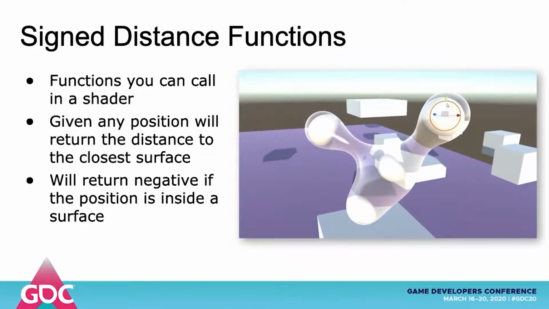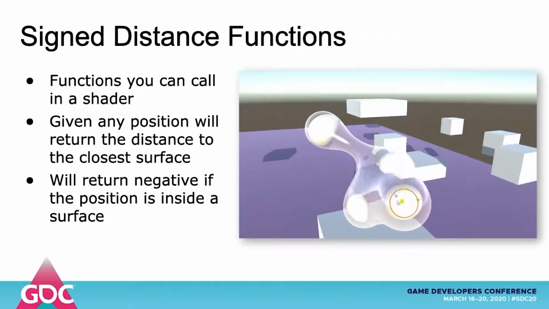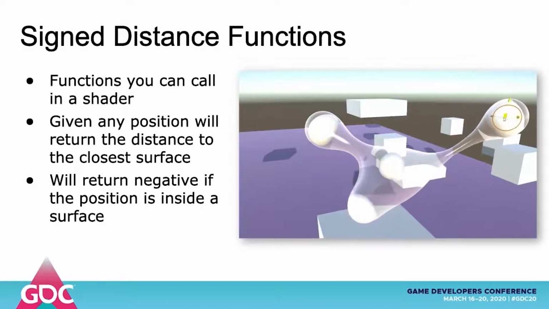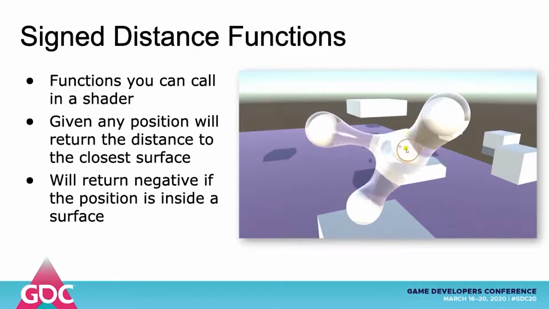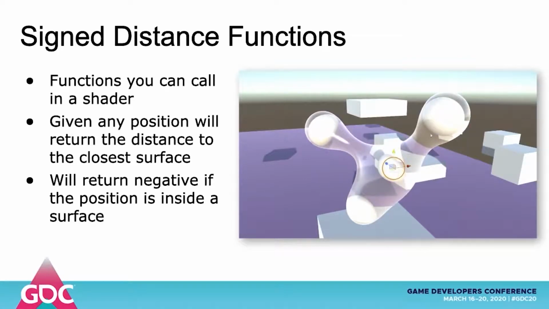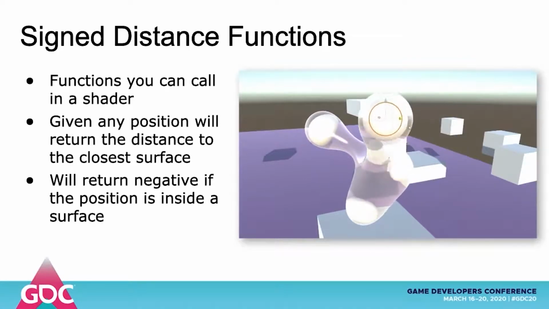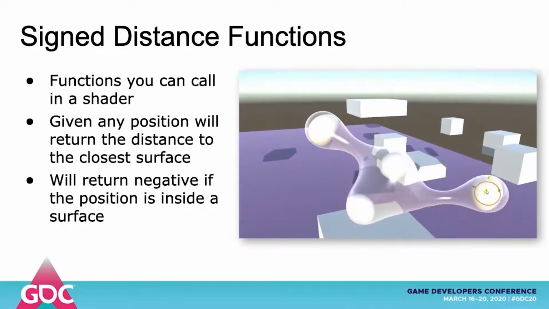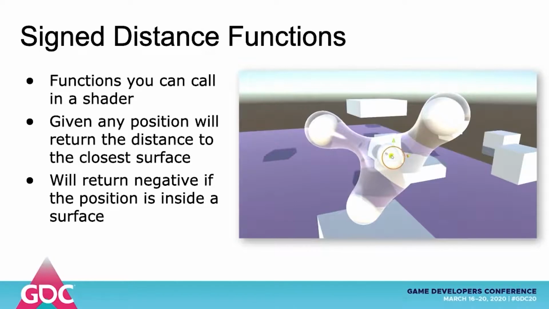First of all, it's literally a function you call in a shader. You can pass any position into this function, and it will return the closest distance to a surface. It's a way of asking, how far do I need to travel to get to the surface of something? And the sign part means if the position is inside the surface, it returns negative. So you can easily detect if you're inside of something.